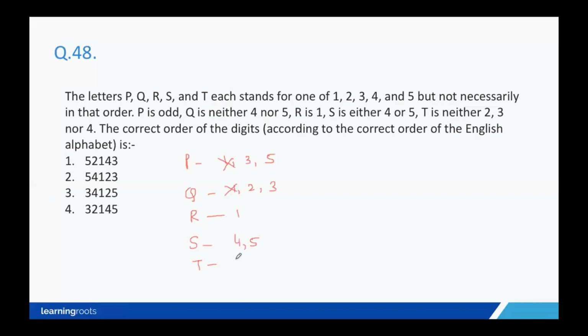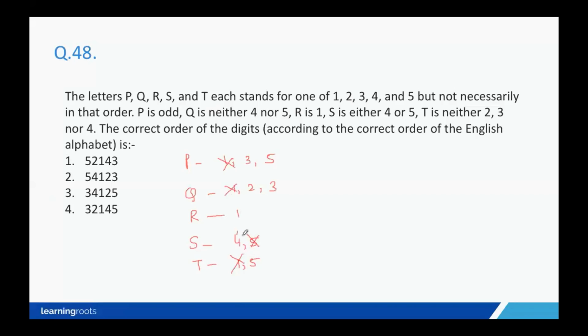And for T it is mentioned that it is neither 2, 3, nor 4. That means either it is 1 or it is 5. Right? So R is 1, S is 4 or 5, and T is 1 or 5. But we already know that R is 1. So T can't be 1. So T has to be 5.